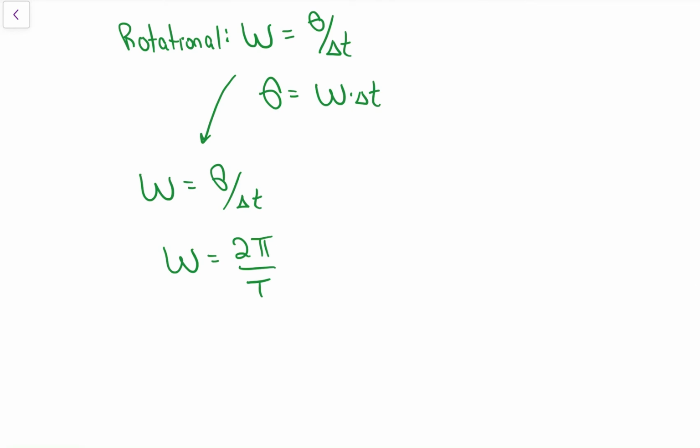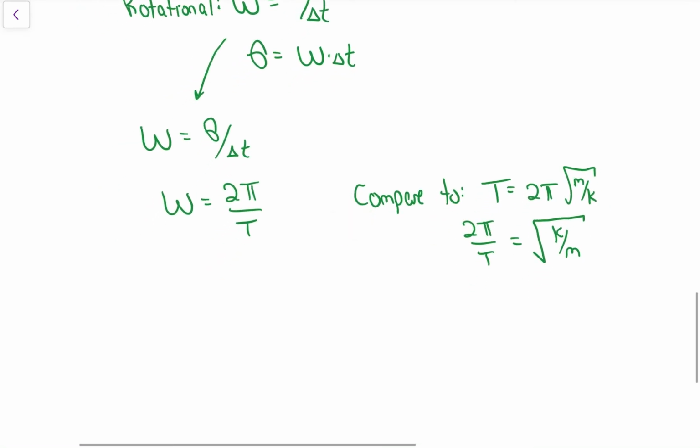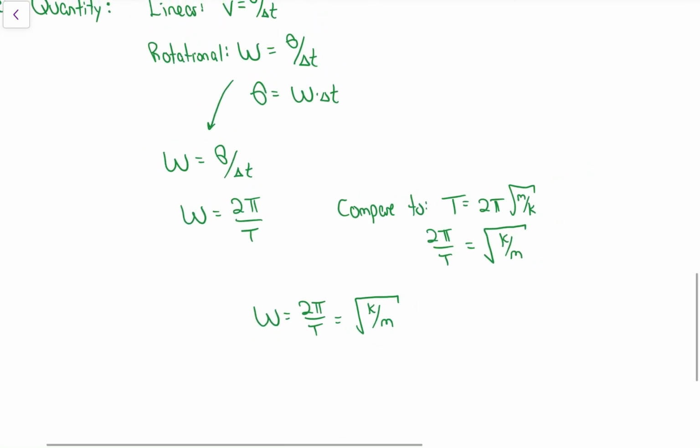Or an alternate way is if you compare to what we came up with earlier, we said that time period was 2 pi times root m over k. If we flip that around, I can get 2 pi over T is equal to, got to bring the T to the denominator, so I got to flip that other stuff to the other side, root k over m. So another variation for omega, if we know the time period, omega is 2 pi over time period, or if we know the properties of the oscillator, the system, the k and the m, omega is also root k over m.